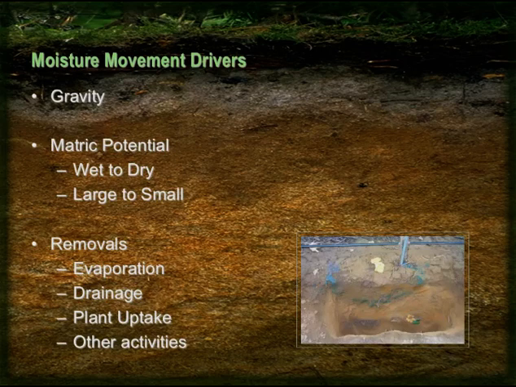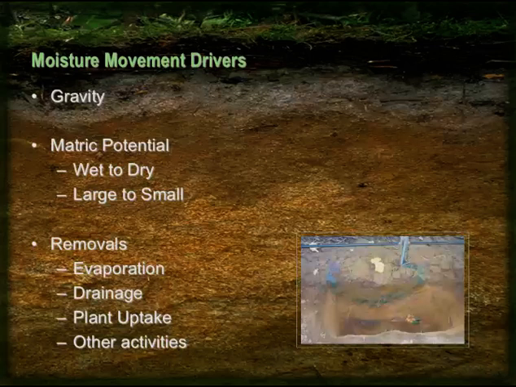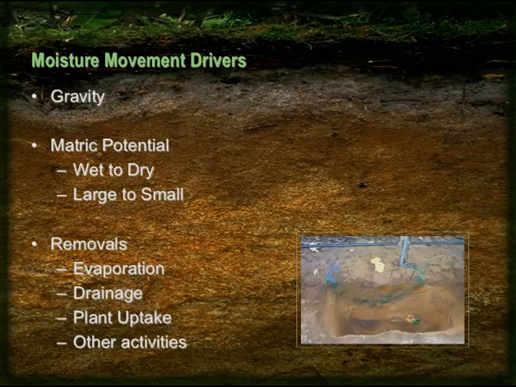Again, what are the drivers? Gravity and matrix potential. Remember that matrix potential is the force that the soil surfaces and capillaries have on pulling water from higher instances of soil water potential to lower. And then we've also got removals. What are the removals? They're evaporation, some drainage like leaching, and plant uptake. And then there are other activities too that can remove water.